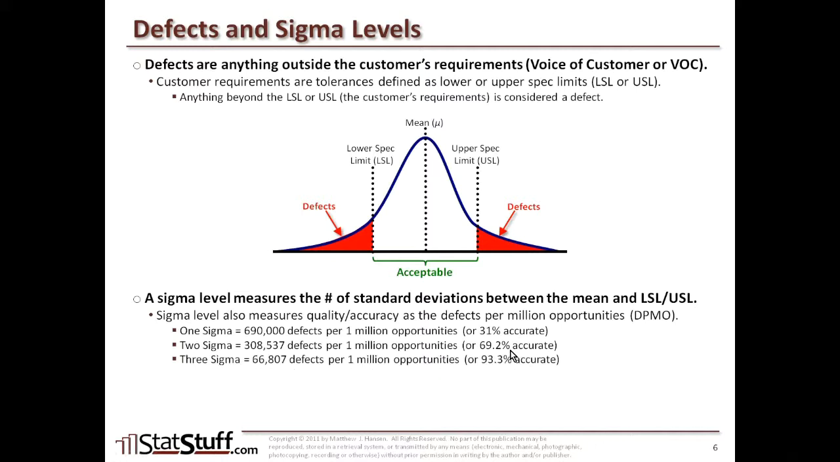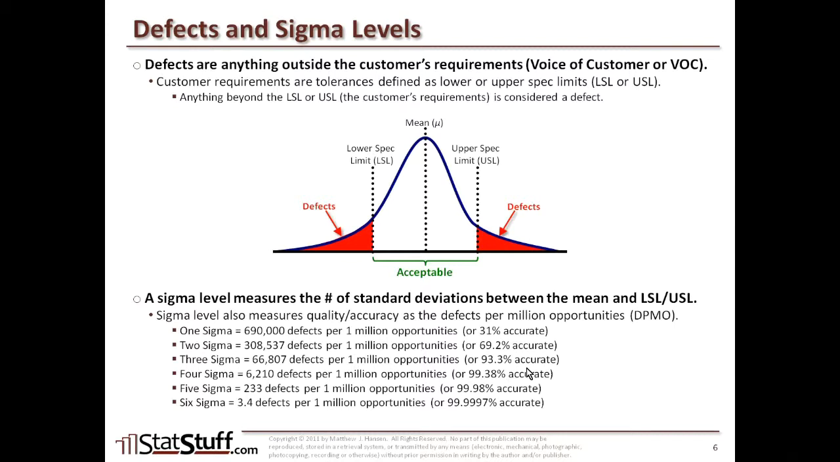For a 3 sigma level, we have about 66,000, almost 67,000 defects per million opportunities, or about a 93.3% accuracy rate. For a 4 sigma level, we have about 6,000 defects per million opportunities, around a 99.38% accuracy rate. At a 5 sigma level, we have only 233 defects per million opportunities, and we're becoming a lot closer to perfection from an accuracy standpoint at 99.98% accuracy. But when we say something is 6 sigma, we're basically saying there are only about 3.4 defects for every 1 million opportunities. From a measurement standpoint, that comes out to a 99.9997% accuracy rate.